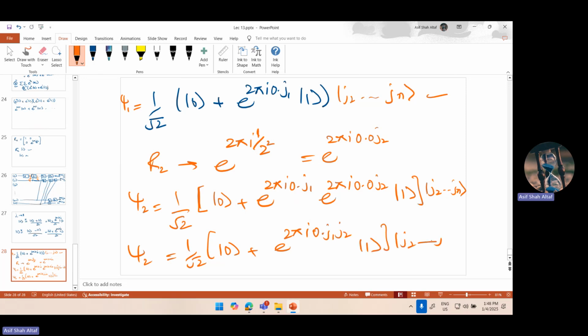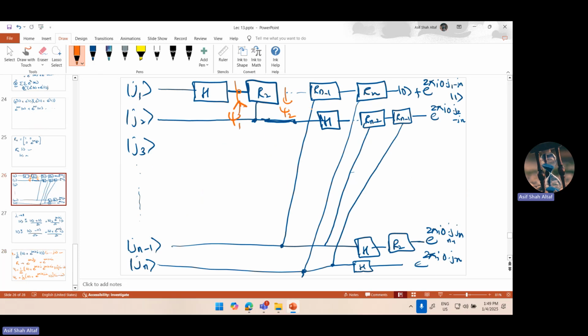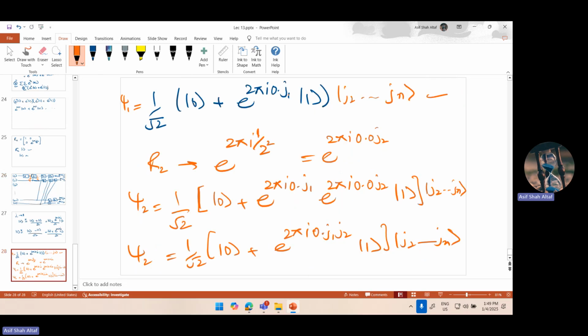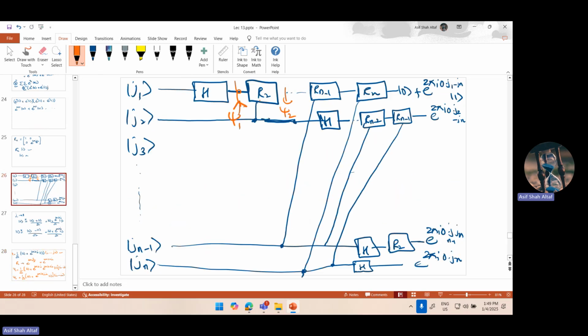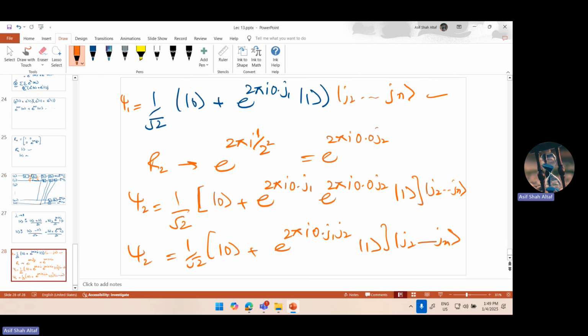And you have J2 to Jn as it is. Then if you see, you pass it through the R3 gate here, right? So when you pass it through the H gate, you get 0.J1 here. You pass it through R2, you begin to get 0.J1J2.